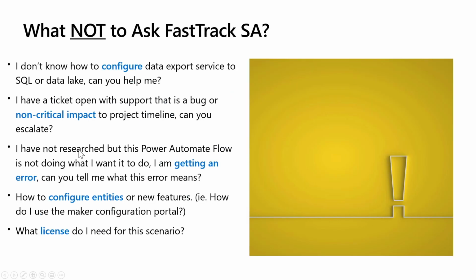What not to ask the FastTrack Solution Architect? I don't know how to configure data export services to SQL or data lake. Can you help me? I have a ticket with support that is a bug or non-critical impact to the project timeline. Can you escalate? I have not researched, but this Power Automate flow is not doing what I wanted it to do. I'm getting an error. Can you tell me what this error means? How to configure entities or new features? What license do I need for this scenario? These are the questions that you should not be asking your FastTrack solution architect.